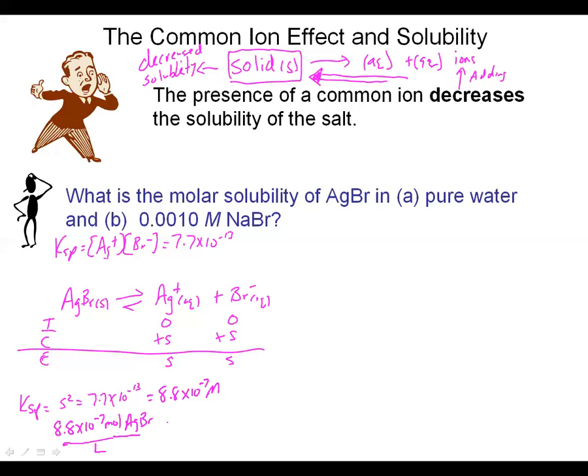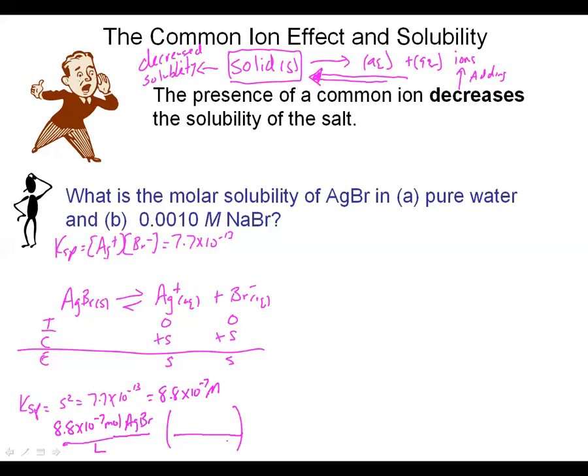And again, if you want a more visual reference of what that really means, if we multiply that by the molar mass of silver bromide, which is about 187.8, we get a solubility in grams per liter.